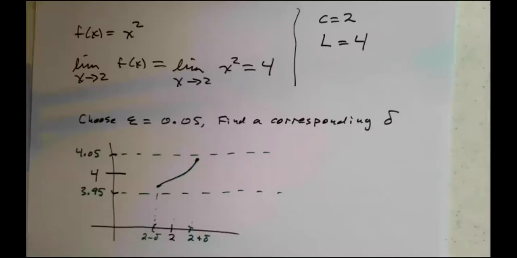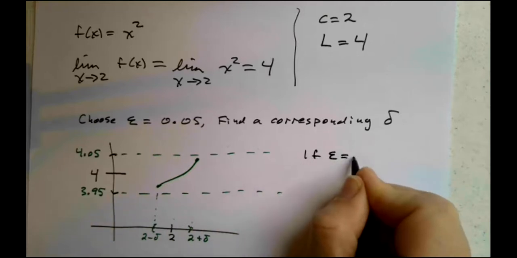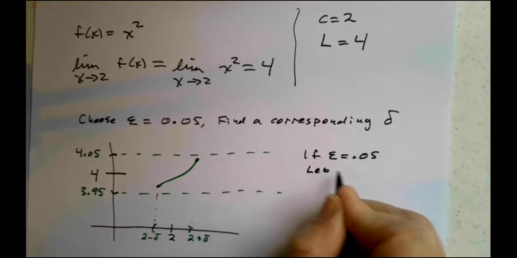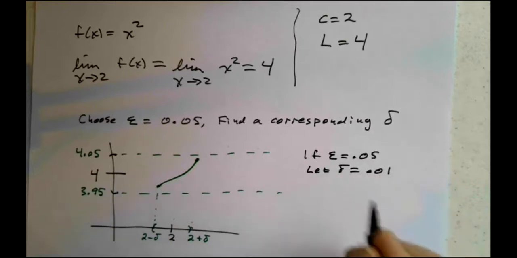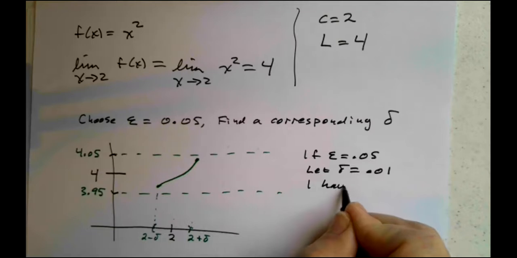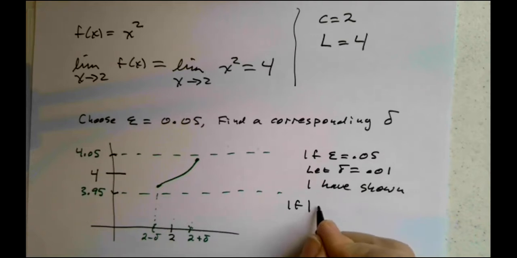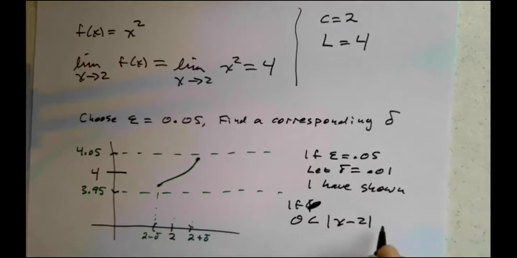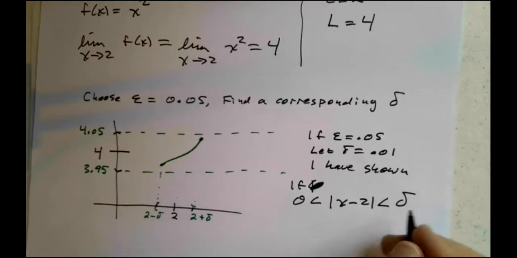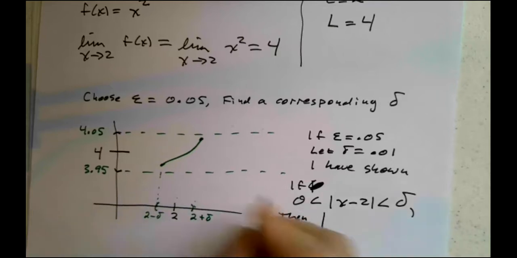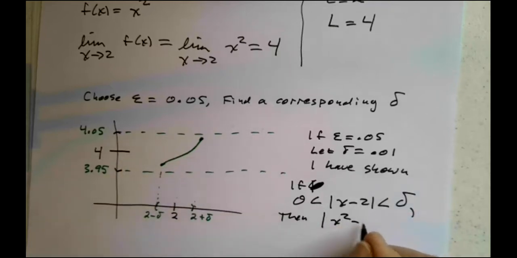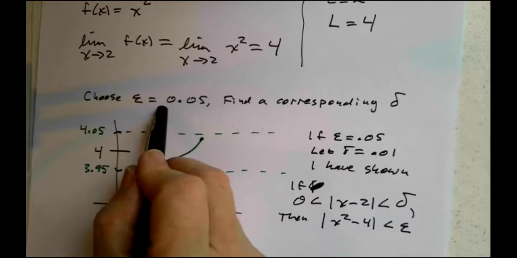So a corresponding delta that I could use to stay within that ribbon is, if epsilon equals 0.05, I can let delta equal 0.01, and I have shown on the graph that if 0 is less than the absolute value of x minus 2, which is less than delta, then the absolute value of f of x minus L, x squared minus 4, is less than epsilon. That's what I've shown.